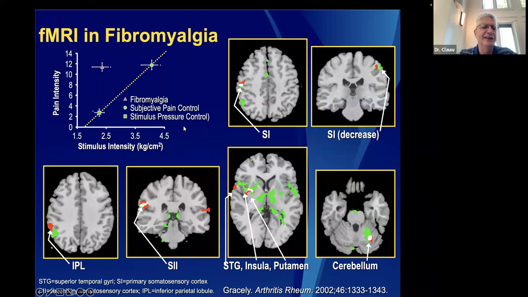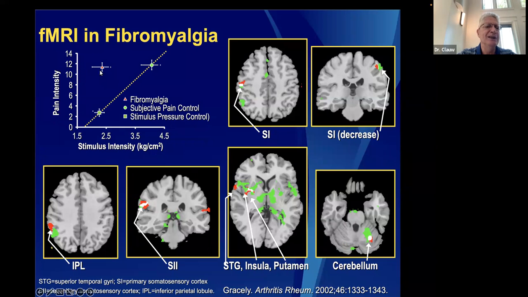And in this first study in fibromyalgia, all we showed is that when you give fibromyalgia patients a low intensity stimulus to their thumb, a 2.5 kilogram stimulus, healthy controls say that that feels like a 2 out of 20, they barely feel it. But if you give that same amount of pressure to the thumb to a fibromyalgia patient, they'll say it's a 12 out of 20 on a 20-point pain scale.